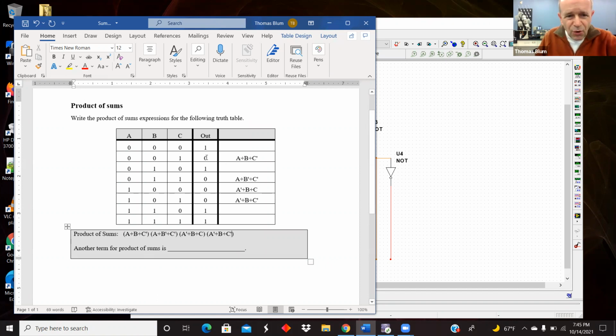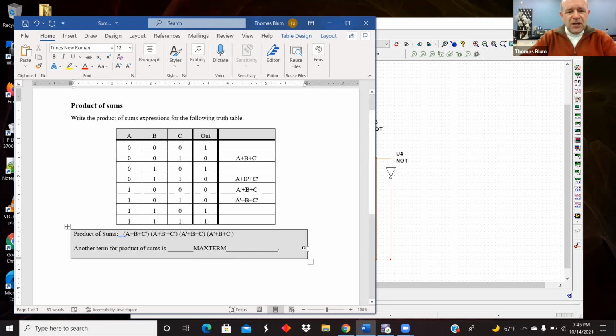So we write a sum expression only when the output's 0, and we are writing an expression in which we are trying to force it to be a 0 in that row. So if the input for that row is a 1, then we invert it, forcing it to be 0 so that all of the inputs to the OR gate are a 0, giving us an expression that is 0 in that row. And then we write a product of those expressions using the parentheses to take care of our precedence, our order of operations, and then just a vocabulary term. Another way to say product of sums is to say we want the max term.